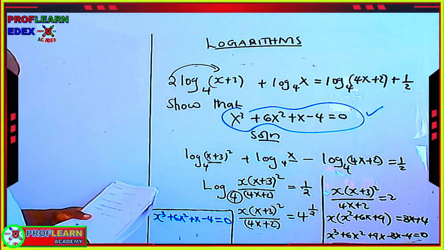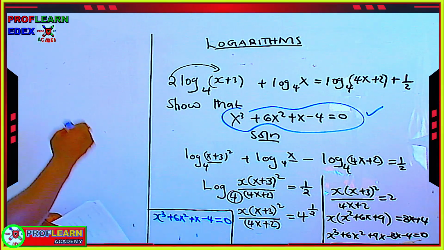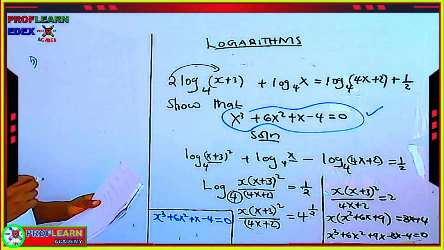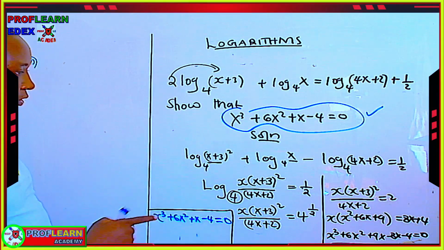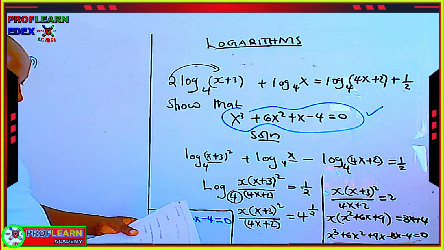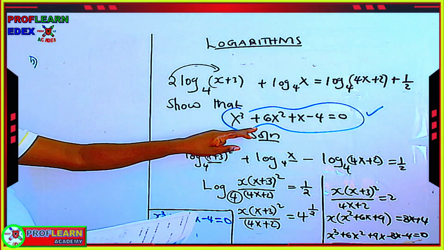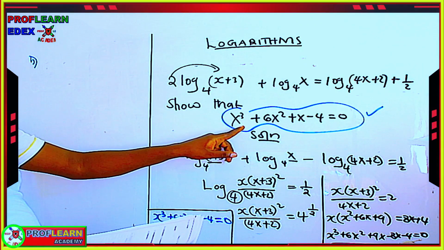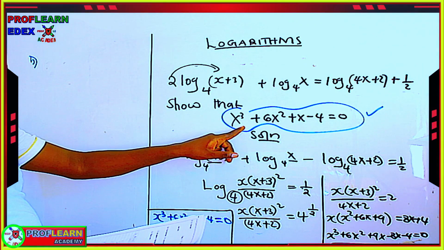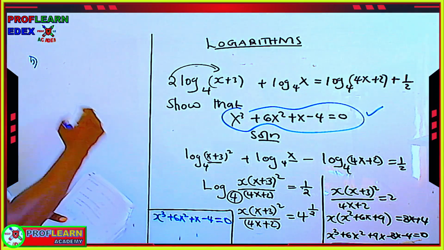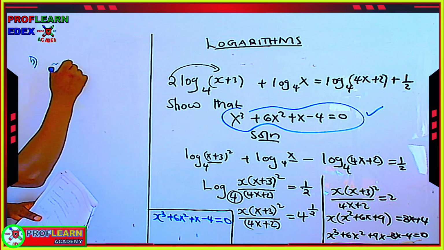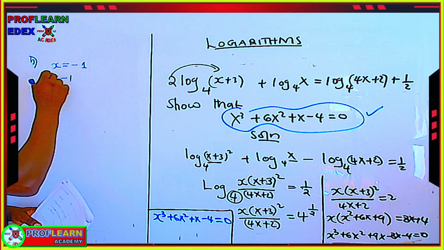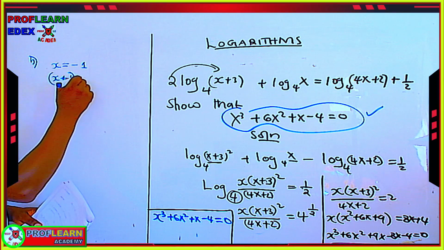So the next part, that is now for part B. Given also that -1 is a root of this equation, use algebra to find the other two roots of the equation. So which means that if -1 is a root, it means x equals -1, and therefore it's a factor. So x plus 1 is a factor.